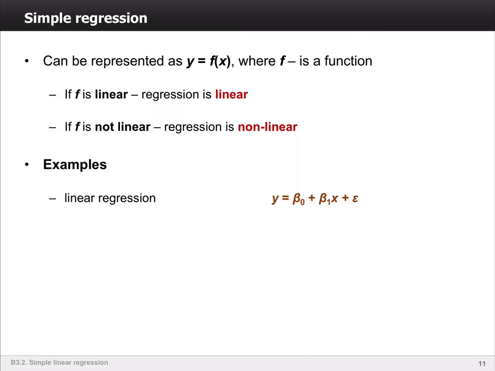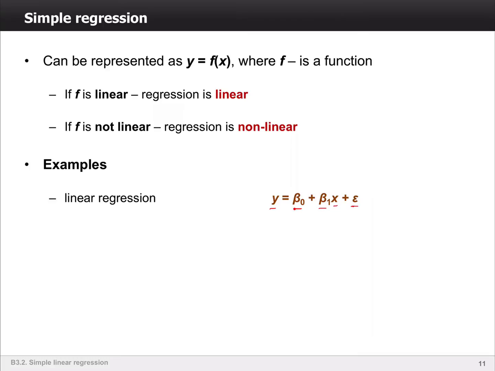Linear regression looks like this. So you have, this is your y variable, this is your x variable, and then we have two parameters, beta0 and beta1. We will discuss these parameters later. Then you always have this epsilon. What is epsilon? Epsilon, it's an error.